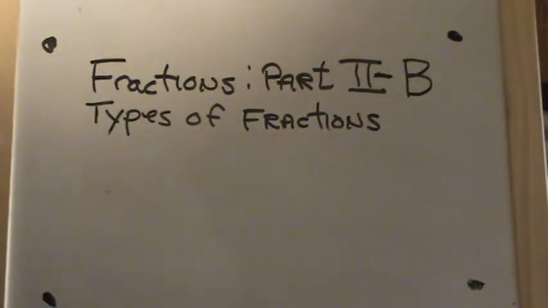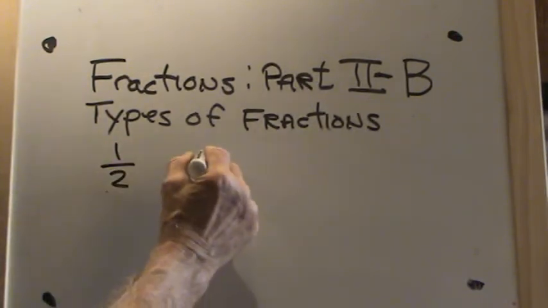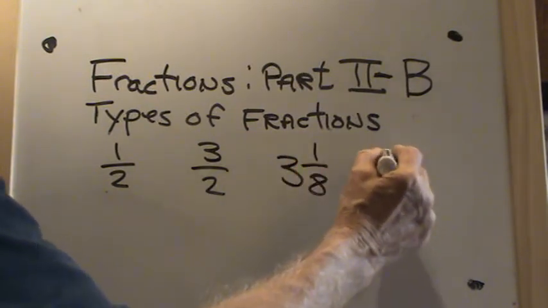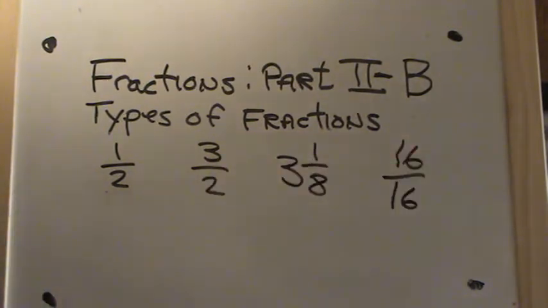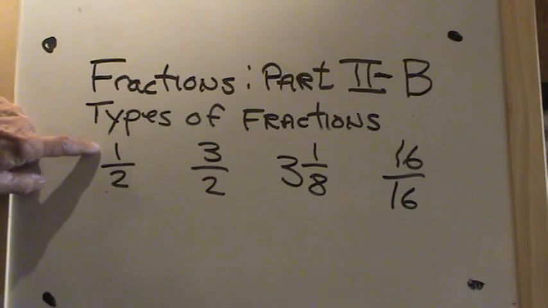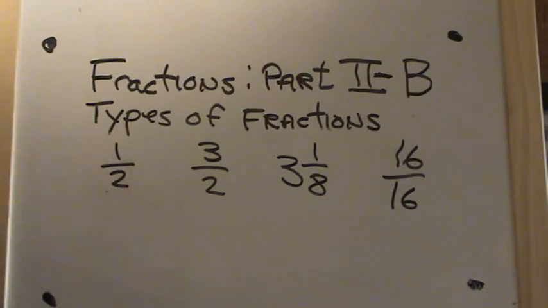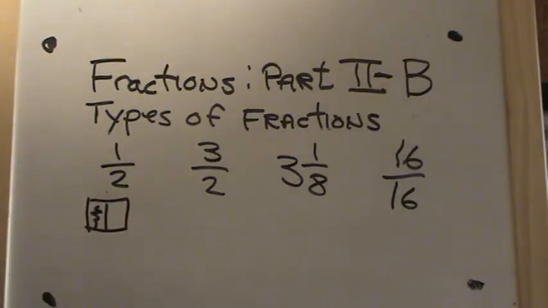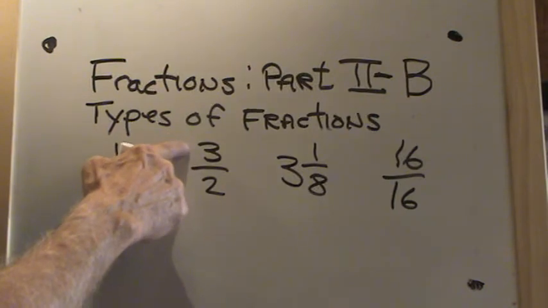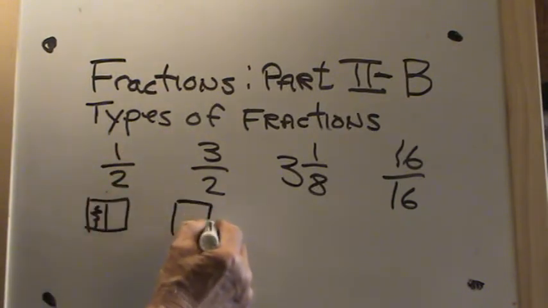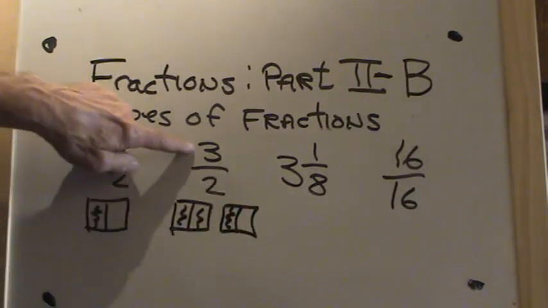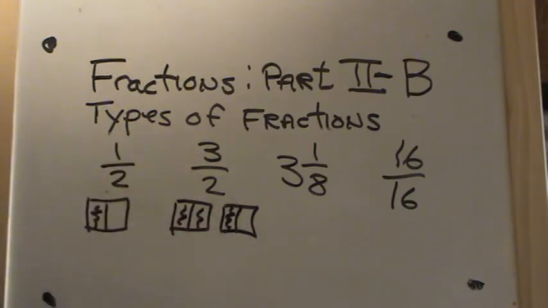Well, let's have a quick type of fraction review. Okay, so we have four different kinds of fractions we're talking about. A proper fraction: the numerator is smaller than the denominator. Proper fraction, always less than 1 whole. That's 1/2. Improper fraction: the numerator is bigger than the denominator. This would be 3/2, 1, 2, 3/2, always greater than 1 whole.